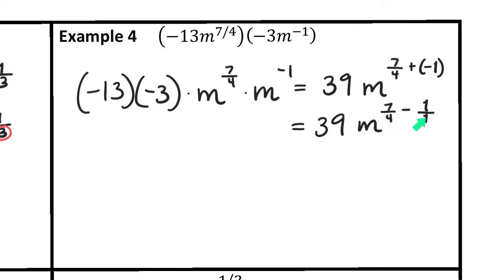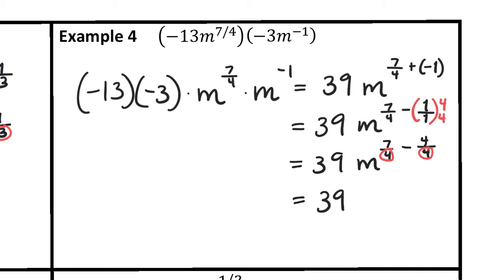So I can change this denominator to a 4 by multiplying the bottom times 4. But whatever I multiply the bottom, I have to multiply the top. So that gives me 39m to the 7 over 4 minus 4 over 4. So the denominators are the same. We have common denominators. So that means that the numerators can subtract. So I have 7 minus 4 is 3 over 4.